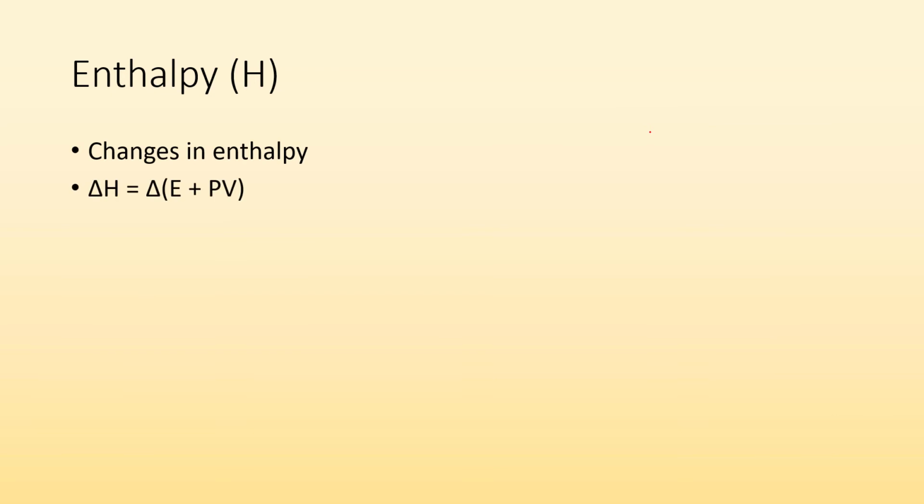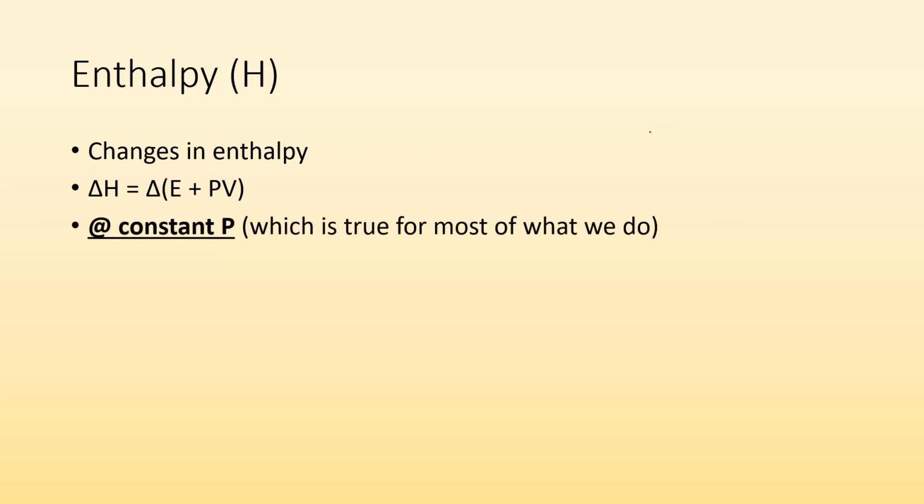Delta H is going to equal the change in, or delta, E plus PV. At constant pressure, which is true for most of the stuff we do. Most of the time we're not dealing with air-sealed things where pressures are changing. So most of what we do in the lab will be at a constant pressure, like atmospheric pressure. We get an equation that looks like this: delta H equals delta E plus P delta V, right? The P doesn't change, so it's just P.